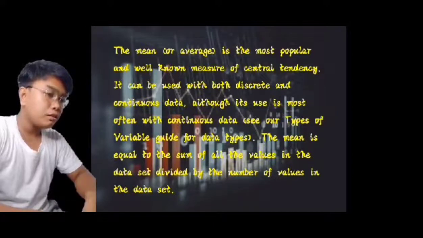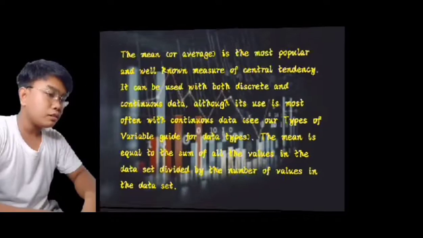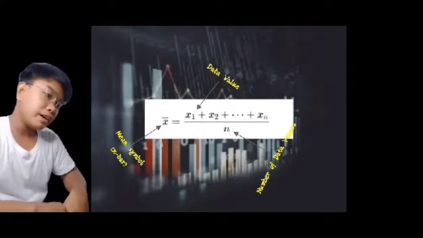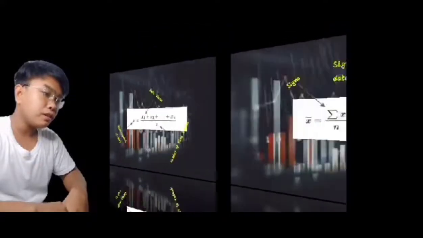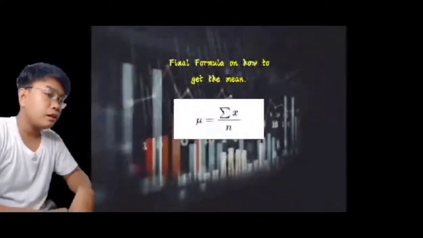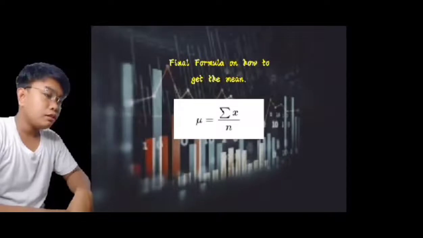The mean is equal to the sum of all the values in the dataset divided by the number of values in the dataset. This is the process of getting the formula of the mean. This is the mean symbol, pronounced x bar, and x sub 1 is the data value, and n is the number of data values. And this is the sigma, or sigma notation. Sigma is the sum of all values. And this is the final formula of the mean. Mean is equal to the summation of x over n.